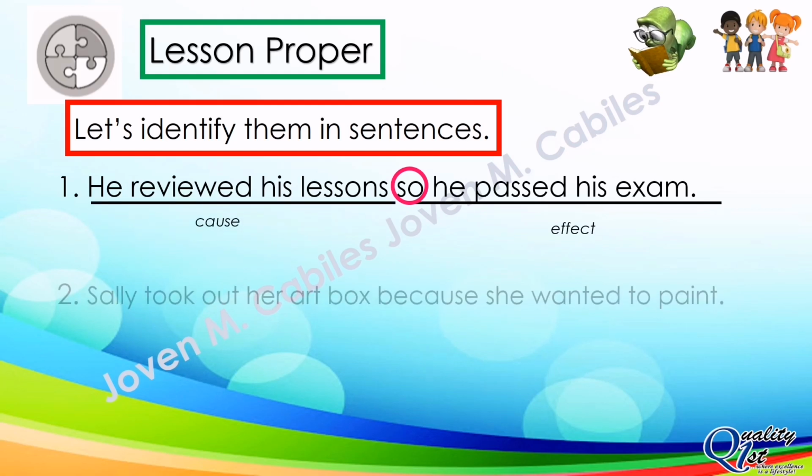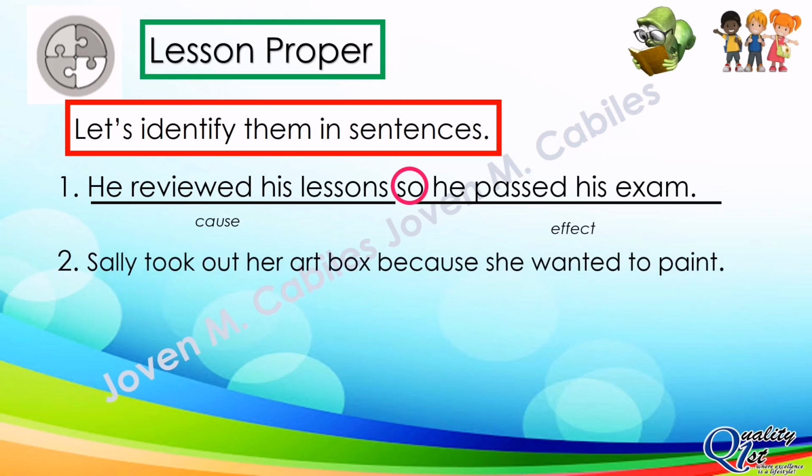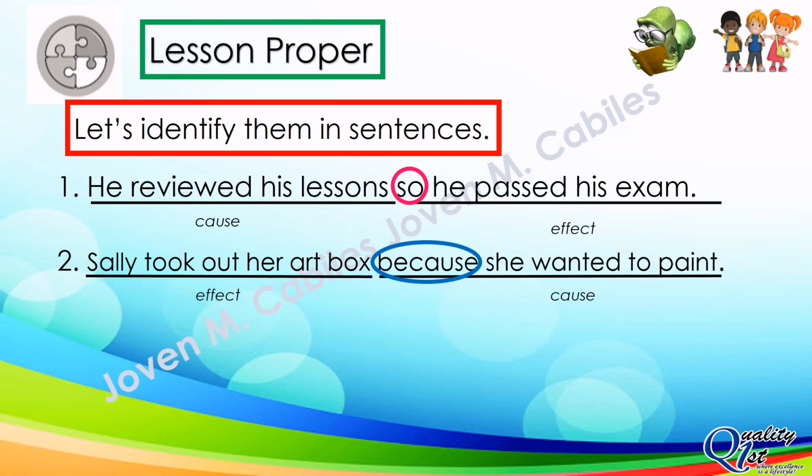Okay? Now for sentence number 2. Sally took out her art box because she wanted to paint. The cause will now be because she wanted to paint. Now because we have the signal word because, and the remaining part will now be the effect.